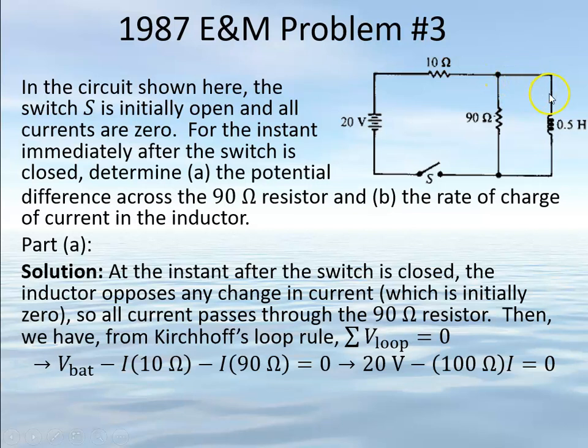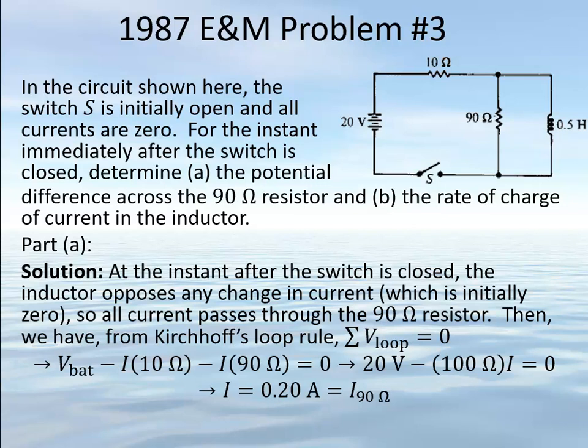Well, at the beginning, since the switch has just been flipped, the inductor is acting kind of as a brake. Any current that's going to come this way is going to induce a back EMF to exactly cancel the current that's trying to come this way at the beginning. So at the very instant the switch is closed, there is no current heading into this inductor. So after our loop rule, the I going through here and the I going through here are the same. Now we can factor that out and we get this result.